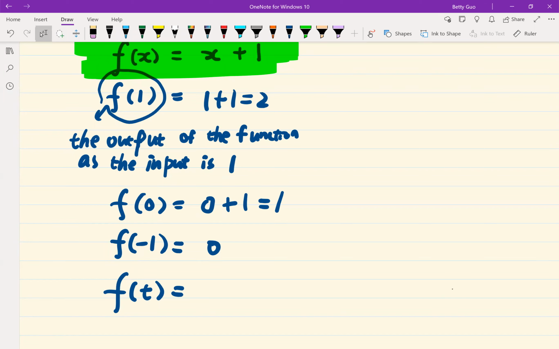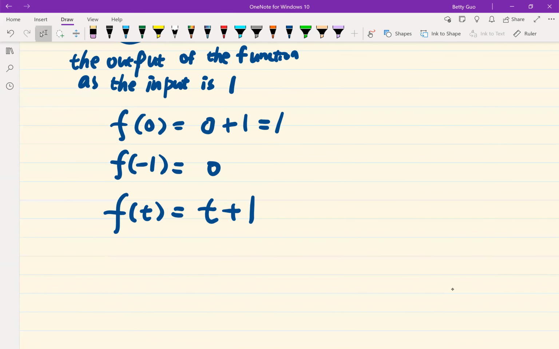Here, t plus 1. T plus 1, yes, t plus 1. Because the output always equals input plus 1, right? Sarah, do you see that? Yes? Angela, do you see that? When the input is whatever, the output is also whatever plus 1. In this case, input is t, so the corresponding output is t plus 1, right?